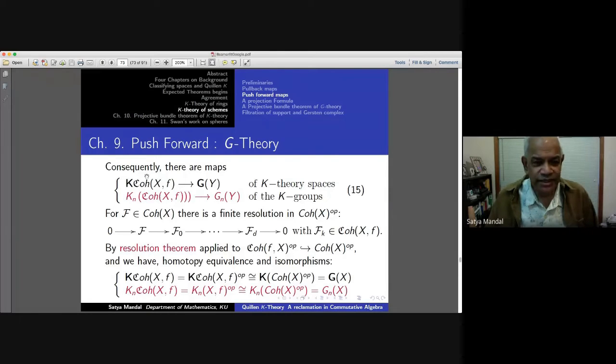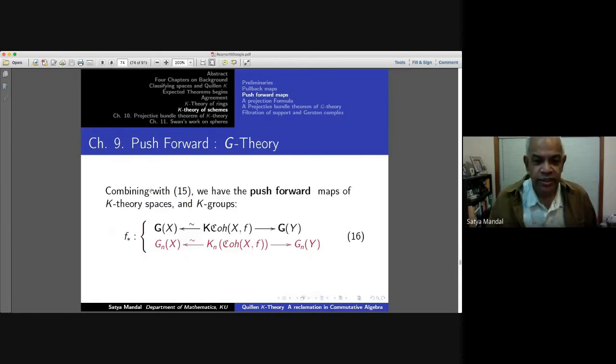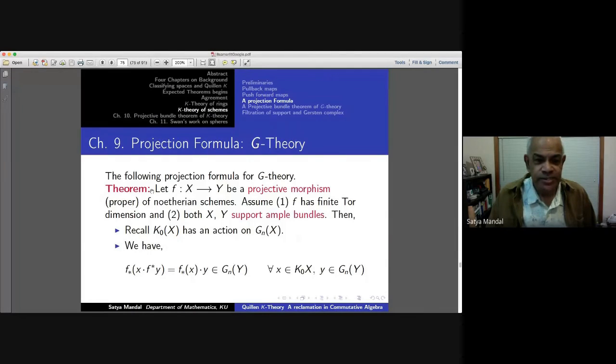So basically I'm saying that the K-theory of Coh(X, F) coincides with the K-theory of X by the resolution theorem. So it's the same trick I used. Okay, so I have a map, so I have pullback and push forward. I define push forward for projective morphisms, and pullback I define for those which have finite Tor dimension. Okay, so now I have the projection formula.